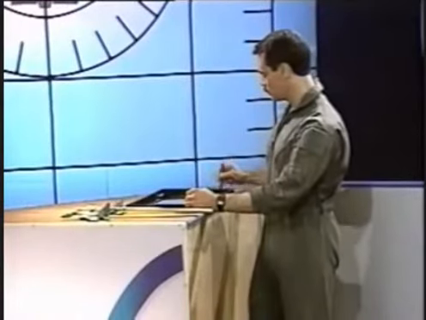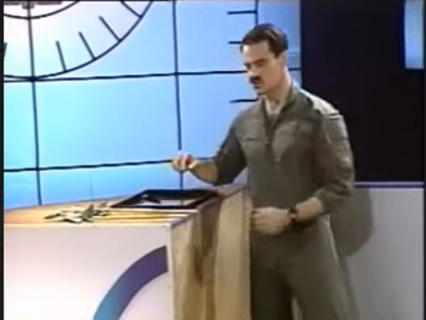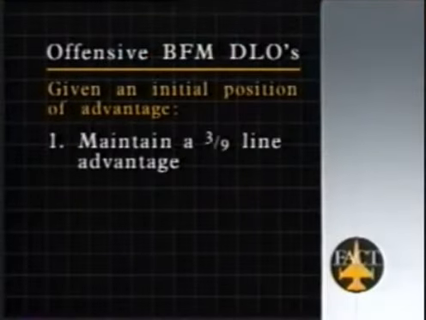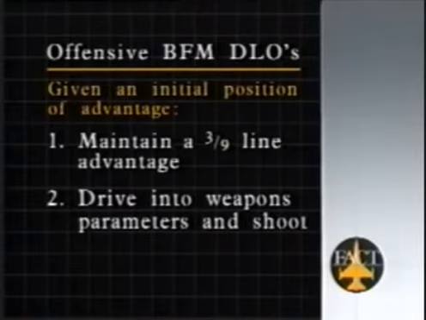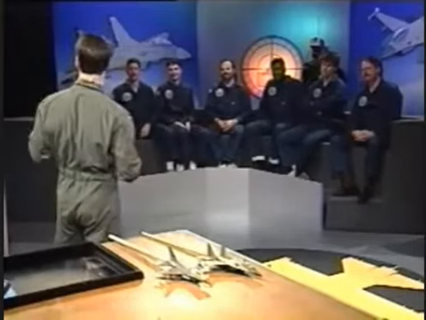Okay, so the DLO here is given that you start behind him, stay behind him. It's a reasonable objective. Okay, now once you stay behind him, shoot him. You don't have to fly an air show back behind at 6 o'clock. The guy looks back, yeah, that's some good flying you're doing back there.